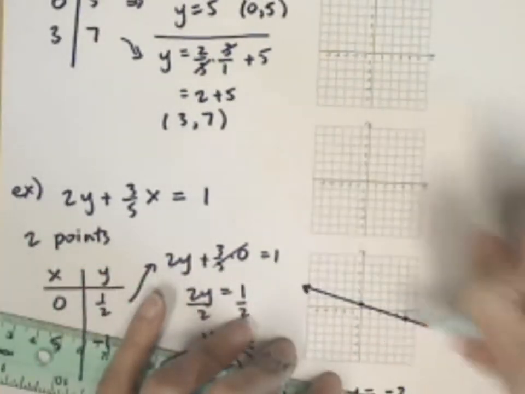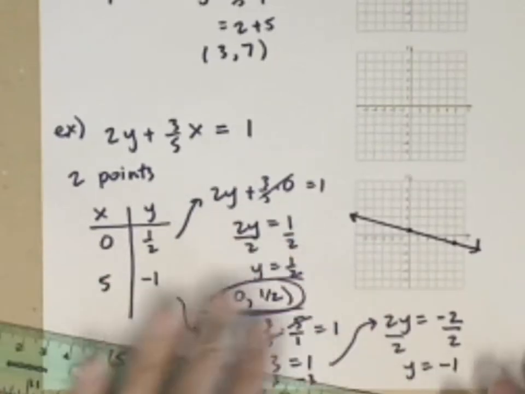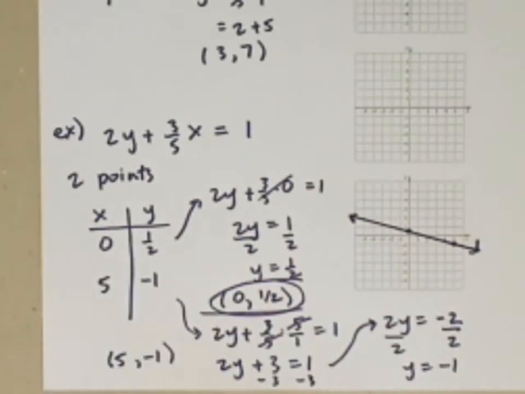And what I've done is to draw the line, which also gives me a picture of all of the solutions. So any point here that I just drew my line through is a solution for that equation.